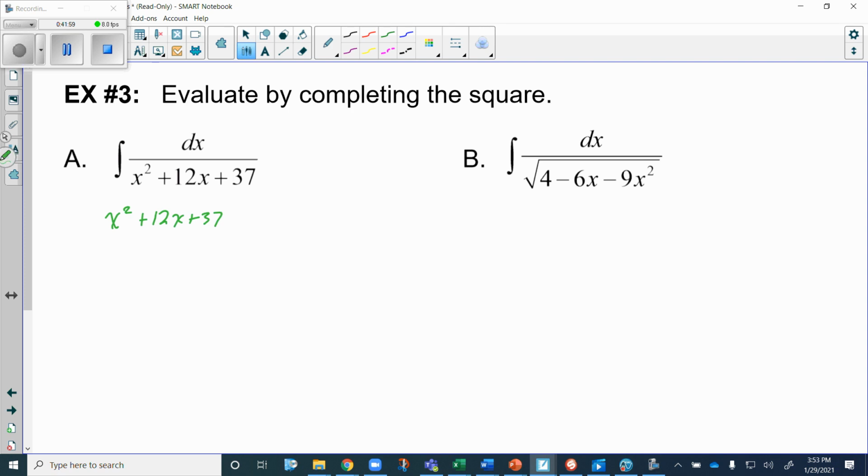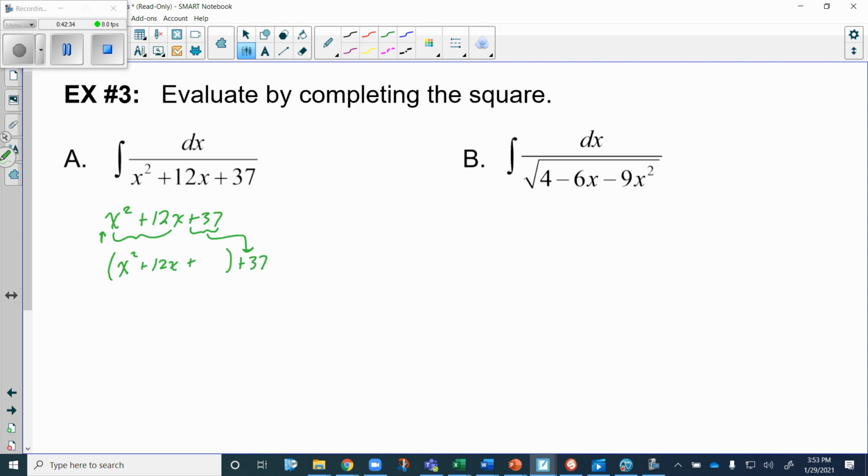Basically what we do is we take the a value, whatever this a value is, and we factor it out of the first two terms. Now in this case the a value is 1, so it's no big deal. Factoring out 1 doesn't change anything. This will be x squared plus 12x. And we're going to add a new number here that I don't know what it is yet, and this 37 stays outside of the parentheses now. So that's a positive 37.